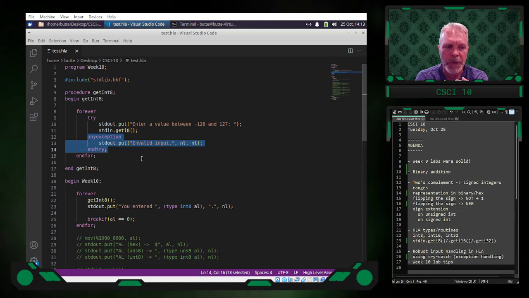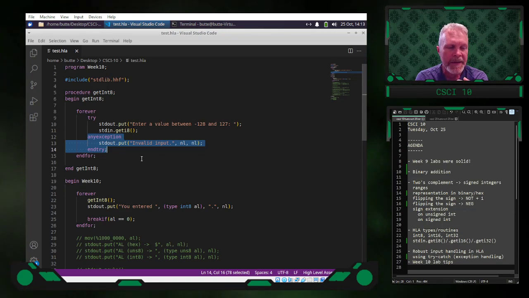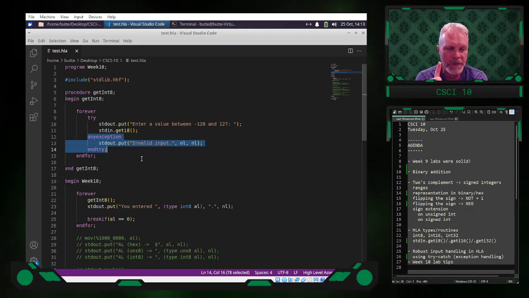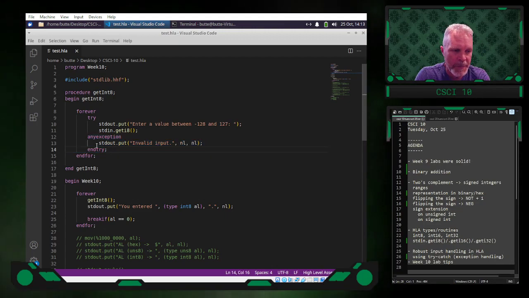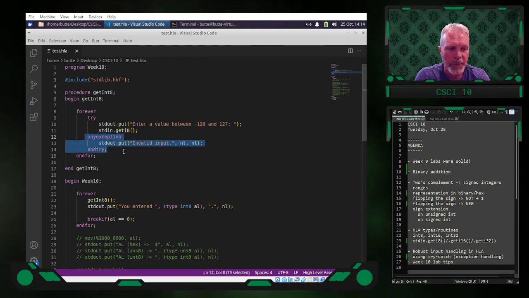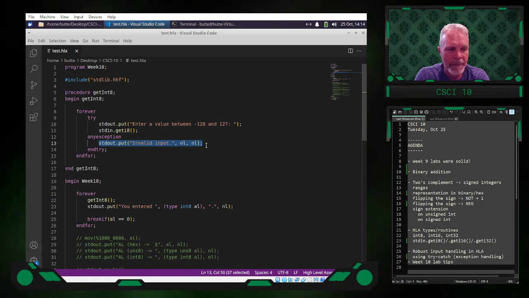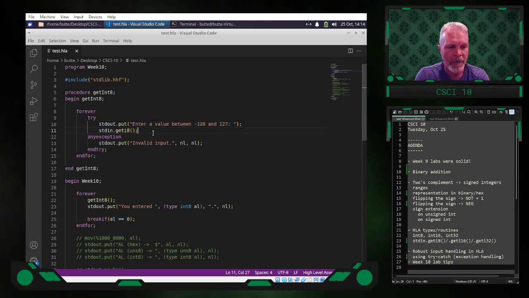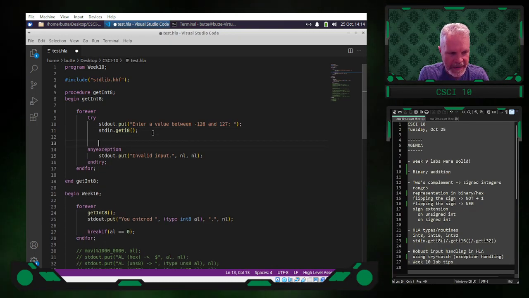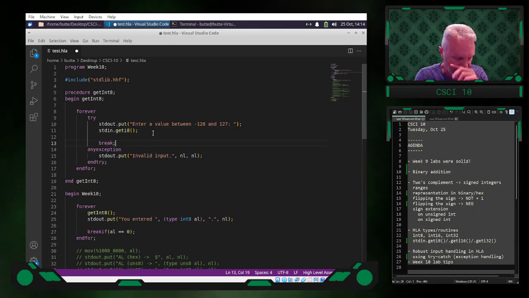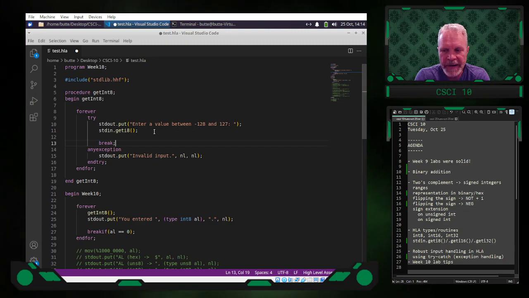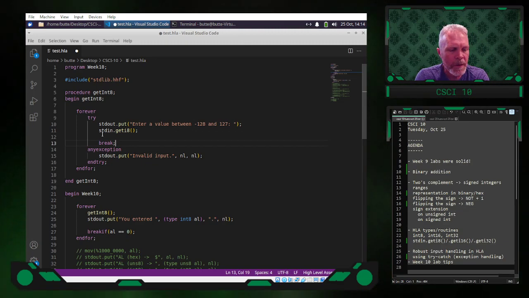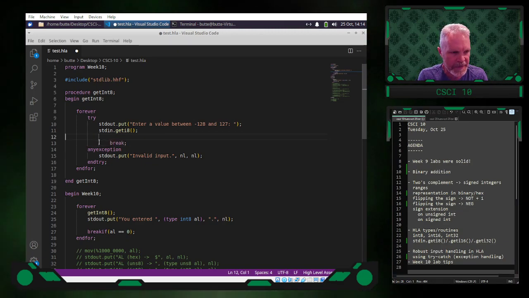If they do an input that's not legally an I8, instead of crashing the program, we're going to capture that exception that would otherwise crash the program, print a nastygram, and then stay inside this loop until we get what we want. Now, the other thing that we need here is a way to get out. So this is going to look funny at first. In fact, there's two pieces of this.